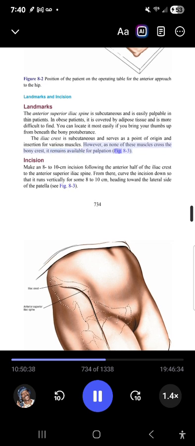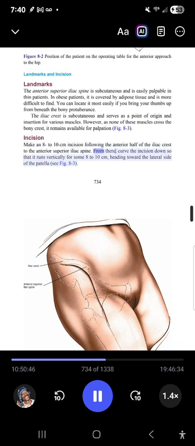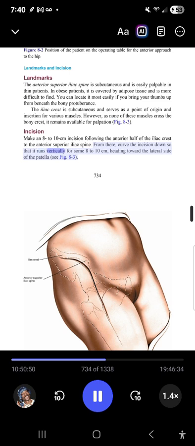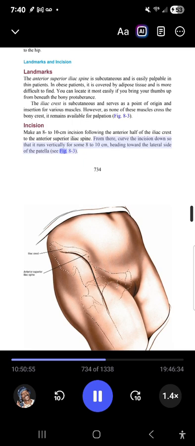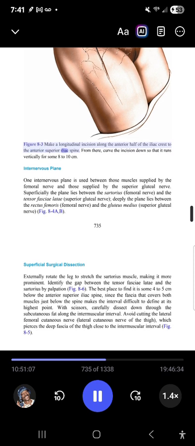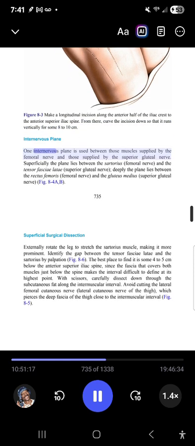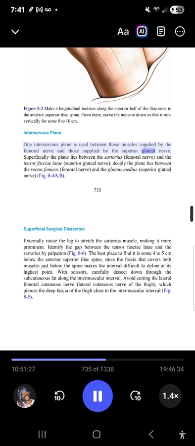Figure 8-3. Incision. Make an 8 to 10 cm incision following the anterior half of the iliac crest to the anterior superior iliac spine. From there, curve the incision down so that it runs vertically for some 8 to 10 centimeters, heading toward the lateral side of the patella. See Figure 8-3. Make a longitudinal incision along the anterior half of the iliac crest to the anterior superior iliac spine. Internervous plane. One internervous plane is used between those muscles supplied by the femoral nerve and those supplied by the superior gluteal nerve.